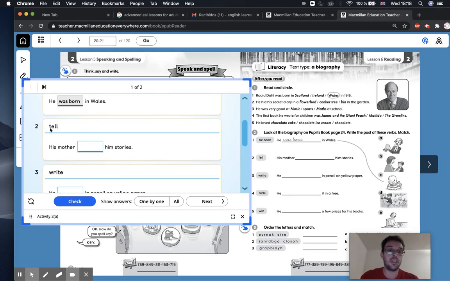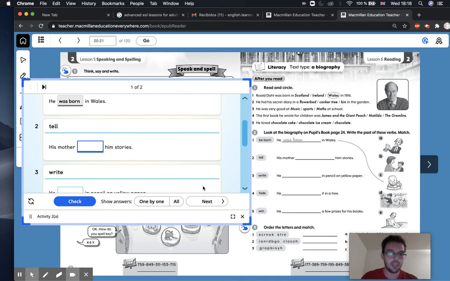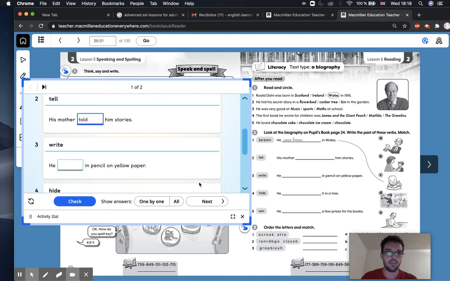Let's have a look at number 2. Tell. Decir, tell. His mother him stories. Tenemos que poner este verbo en pasado. Tell in the past. Let's look in the text. Oh, I found it here. His mother told him stories. Told. ¿Podemos ver la palabra aquí? Told. His mother told him stories.